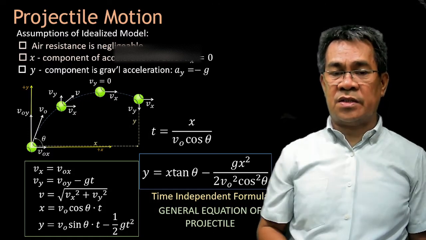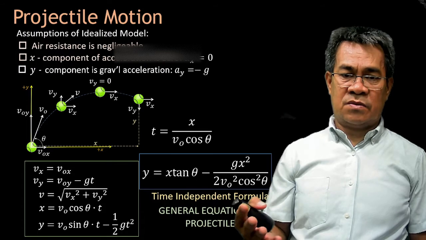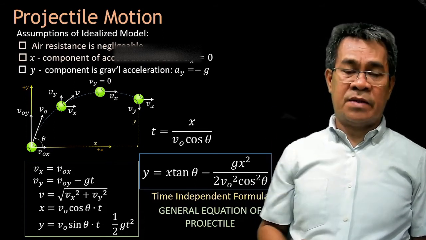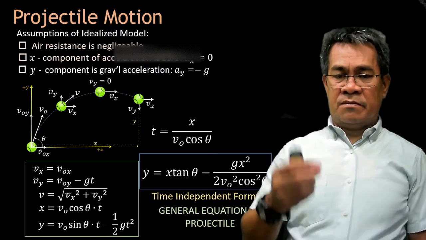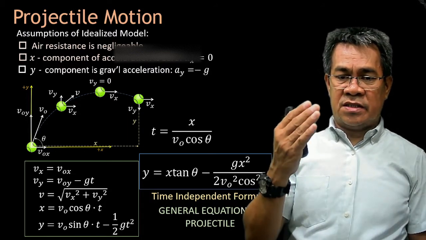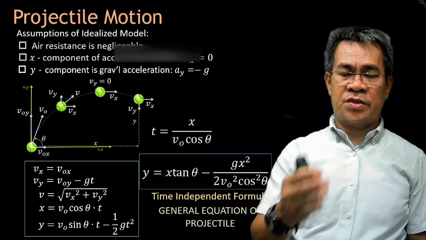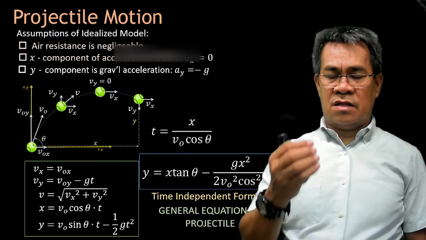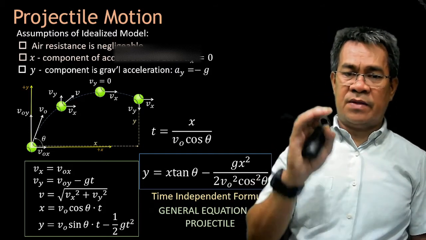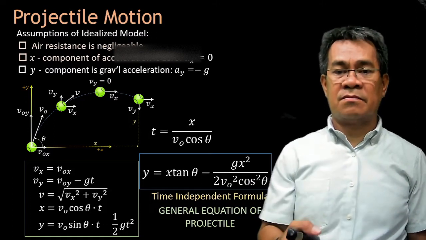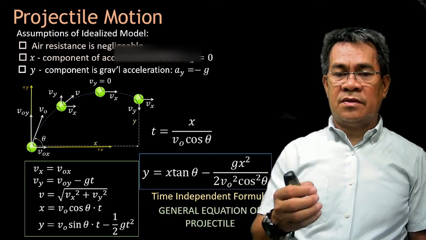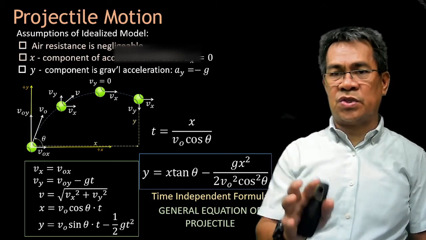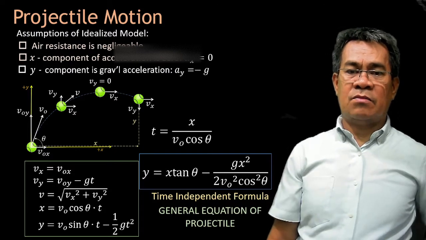Now, what is the use of this formula? This formula, remember, is a time-independent formula, and sometimes we call this the general equation of projectile motion. Meaning, there are a lot of problems where this formula can be used directly. So if we combine all these formulas, then these are the solutions to the problems in projectile motion.